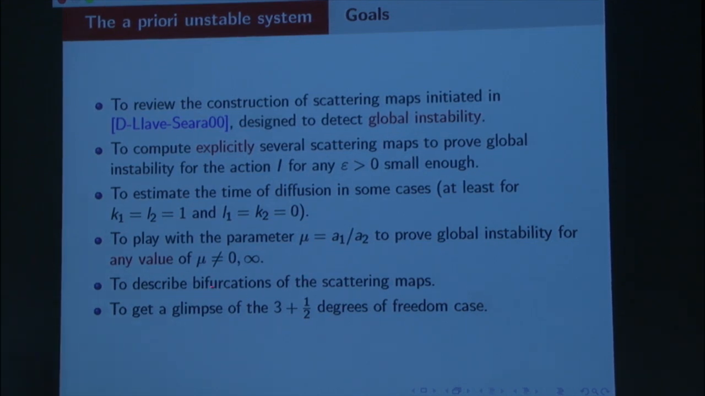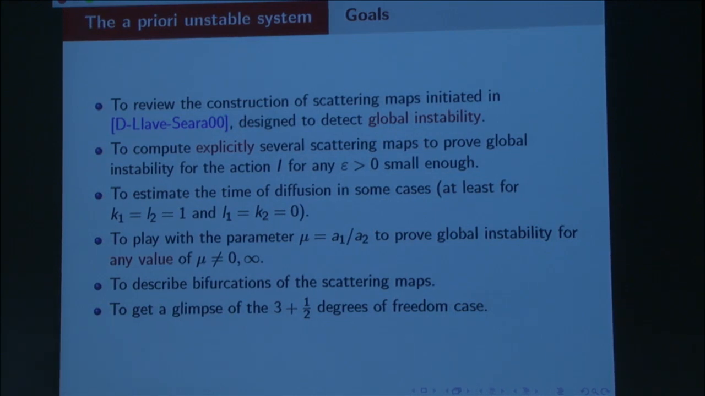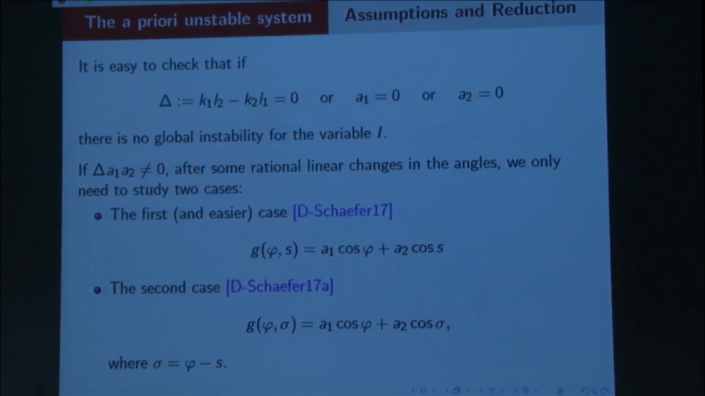I will show you what the bifurcations of the scattering maps are, because sometimes some tangencies appear. And I'm going to tell you also what happens a little bit in the case of 3.5 degrees of freedom, although I will not be able to give so many details because this is totally work in progress.